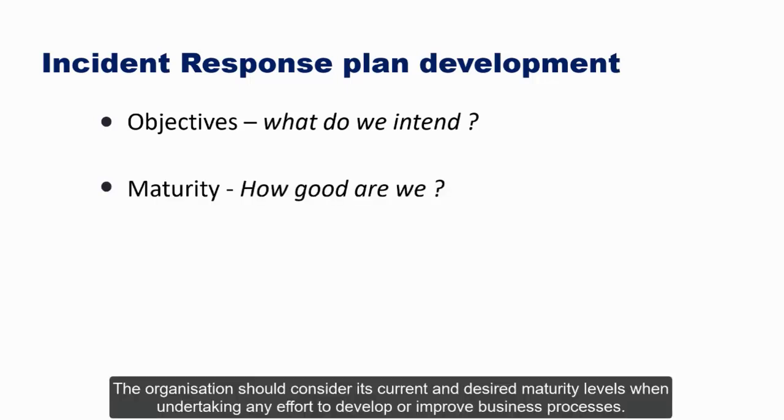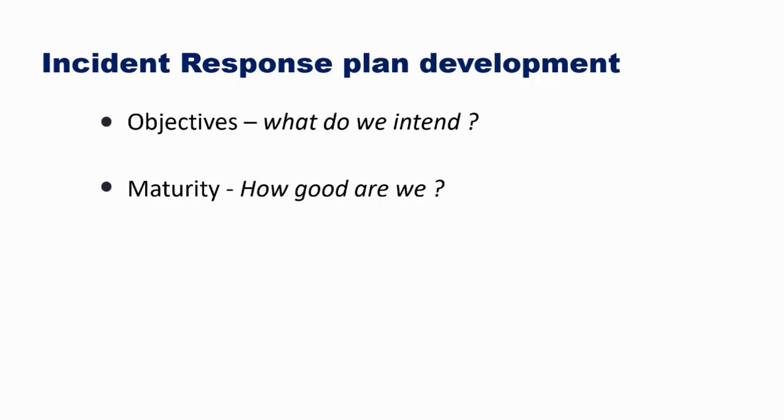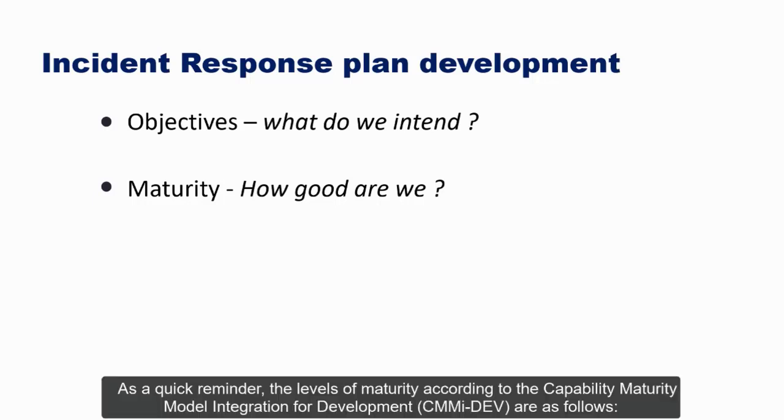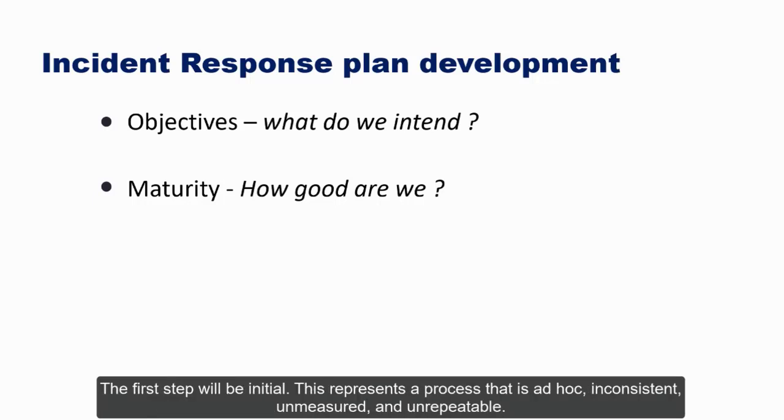Maturity. The organization should consider its current and desired maturity levels when undertaking any effort to develop or improve business processes. As a quick reminder, the levels of maturity according to the Capability Maturity Model Integration for Development, CMMIDEV, are as follows. The first step will be initial. This represents a process that is ad hoc, inconsistent, unmeasured, and unrepeatable.